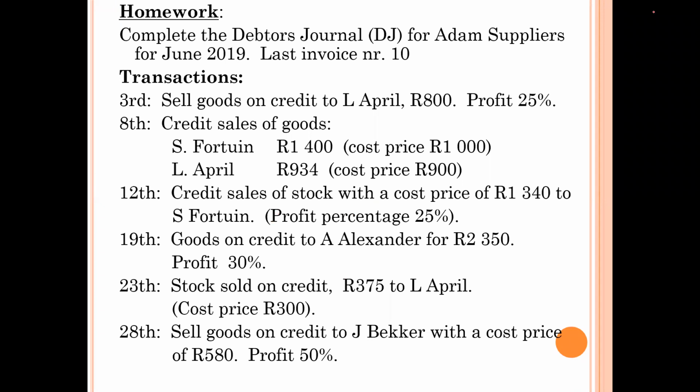Right, people. Okay, so we're going to mark now. If you're not finished yet, it's not a problem, okay? But at least those ones that you have done, mark it yourself, see if you are working correctly or not. So let's look at the transaction on the 3rd. They say sell goods on credit to L April, 800 Rand, and the profit percentage is 25%. Right, so let's see. I'm going to show you the answer there.